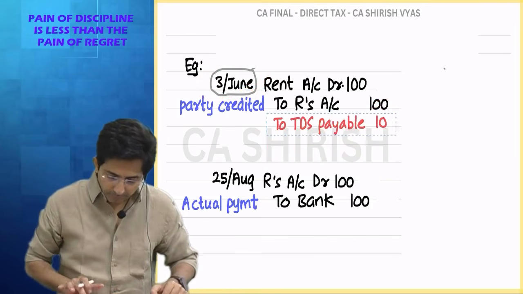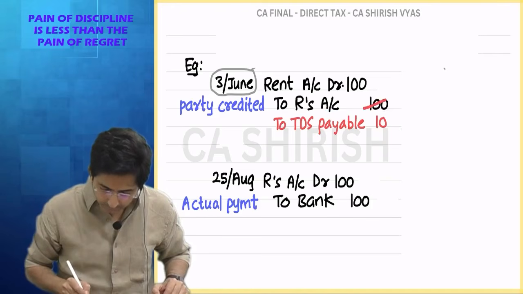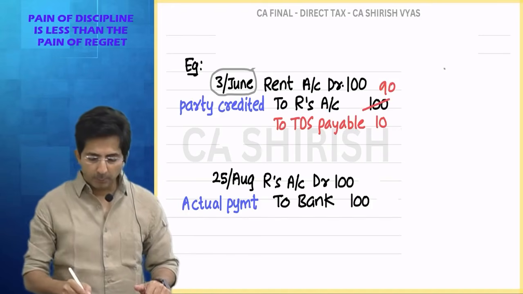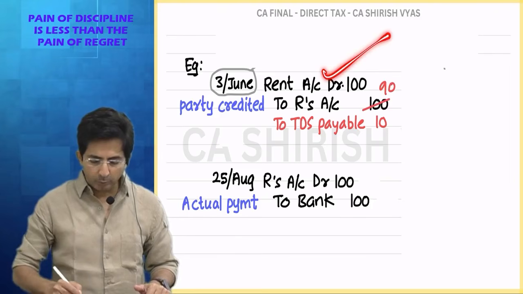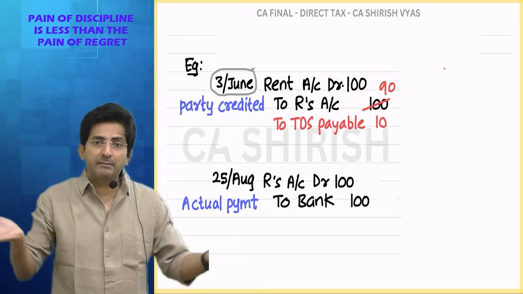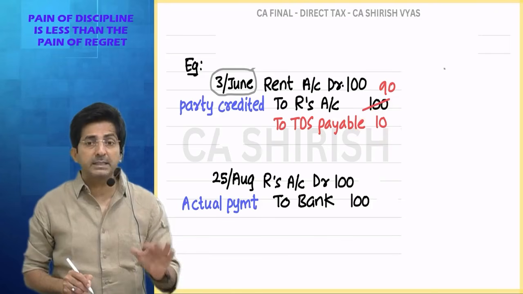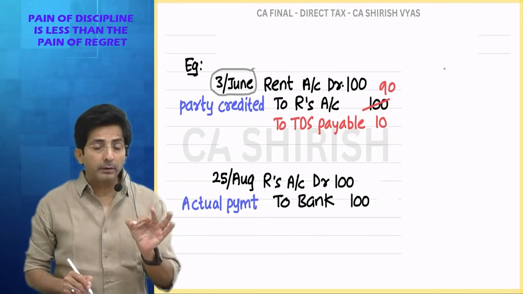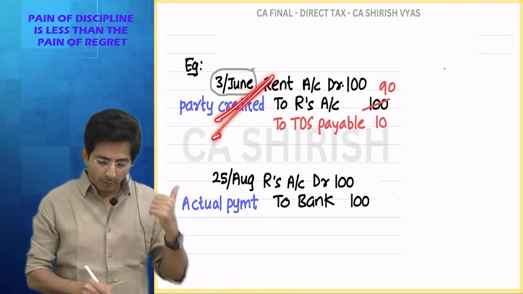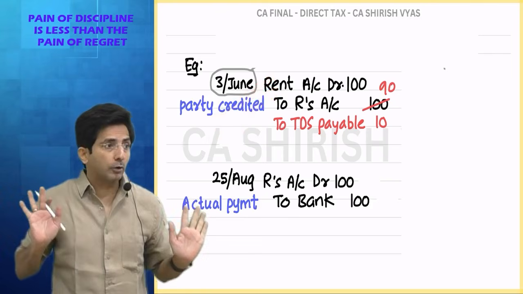See, I have done here, look. I will not write Mr. R with 100. I will record Mr. R with what amount? 90. So what is the proper journal entry? Rent account debit to Mr. R 90. See, when you show Mr. R 90, that means you have deducted from Mr. R. And to TDS payable 10 rupees. This is called TDS deducted. And I should do this when? On 3rd June only. Here if I do a little bit of delay, I will have to suffer the consequence.